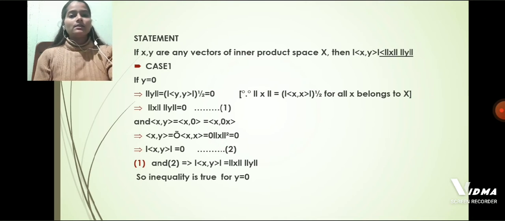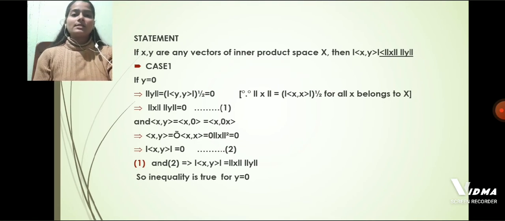Now consider the inner product of x and y. On putting y equal to 0 here, we get the inner product of x and 0. We can write 0 as 0 times x, and we know by the property of the inner product space that the second element in the inner product comes outside in its conjugate form. So we get the inner product of x and y equal to the conjugate of 0 times the inner product of x and x. Now we can write the inner product of x and x as the norm of x squared. So we get 0 times the norm of x squared. It implies that the inner product of x and y is equal to 0. It also implies that the mod of the inner product of x and y is equal to 0. We mark this equation as second.